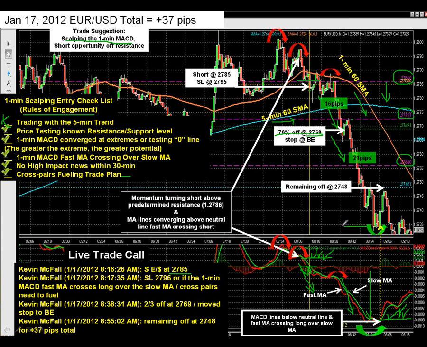We could have got out a little bit earlier down here at 35. I waited for the divergence to start to develop on the way back up, and we got out at 27.48 for a total of 37 pips.